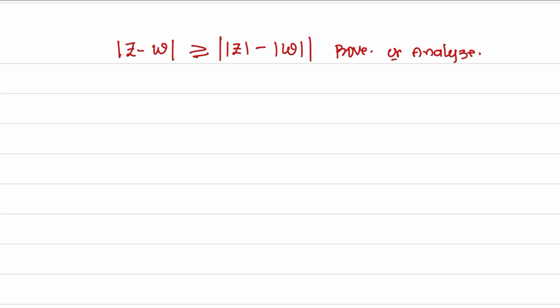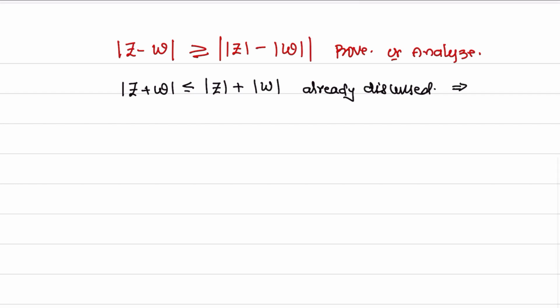Now, we know already that modulus of z plus w is less than or equal to modulus of z plus modulus of w. This is already discussed in the previous lecture. Using this, we will try to prove that modulus of z minus w is greater than or equal to absolute value of modulus of z minus modulus of w.